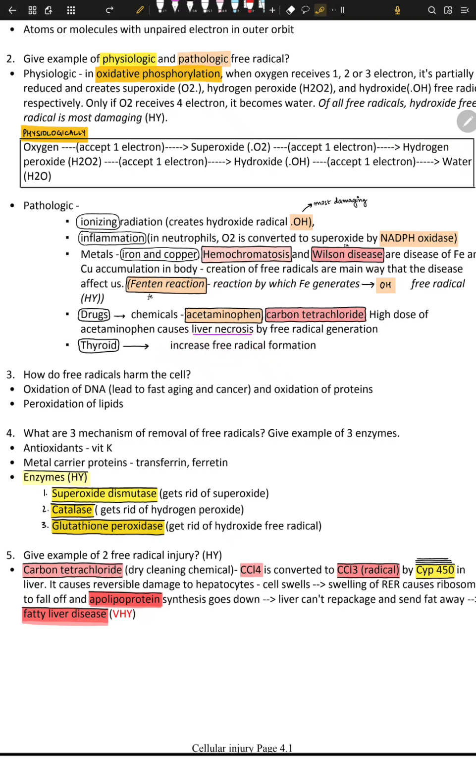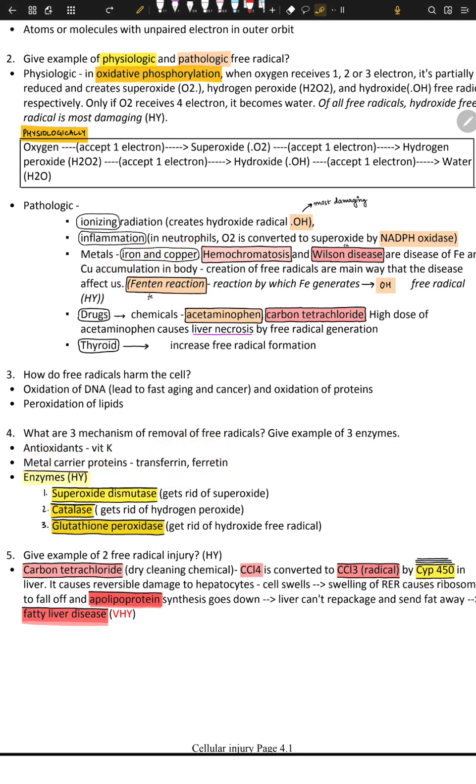T3 is a highly free radical generative hormone. So it stays bound to thyroid binding proteins, albumin and these protein carriers, so that the free levels of T3 are less. Again, free levels of iron are very bad, free levels of copper are very bad. So metal carrier proteins, we need them. Enzymes, what enzyme? That's really important.